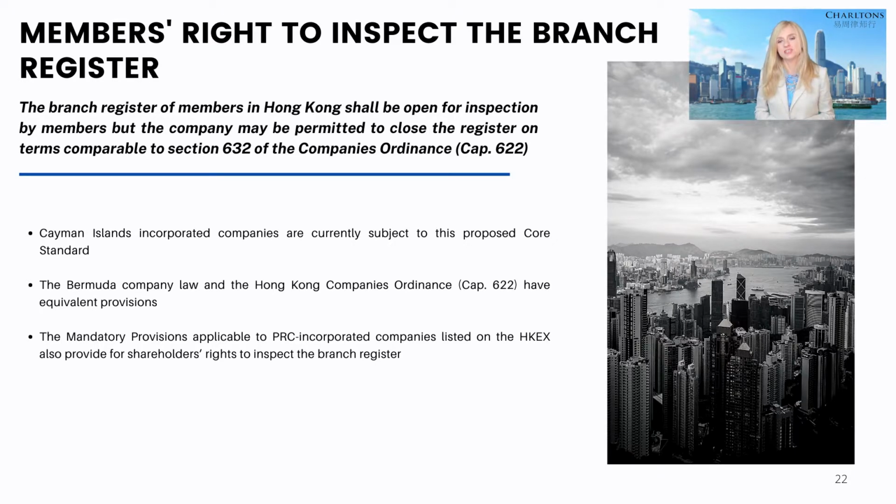inspect the branch register. The Hong Kong Exchange proposes to apply this core standard to all Hong Kong Exchange listed companies. So companies already listed on the Hong Kong Exchange, which are incorporated in acceptable jurisdictions or are non-Greater China listed companies or grandfathered Greater China listed companies, may need to amend their constitutional documents to comply.